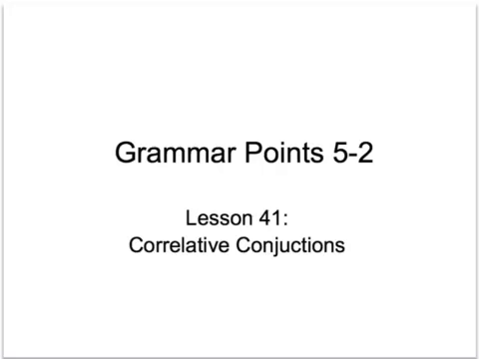This is Grammar Points 5-2, Lesson 41, Correlative Conjunctions. The word correlative, or the word correlate, actually means to make a connection between two different things, or more than two different things. So what we're going to talk about today is pairs of words that help you make a connection between words in your sentence.